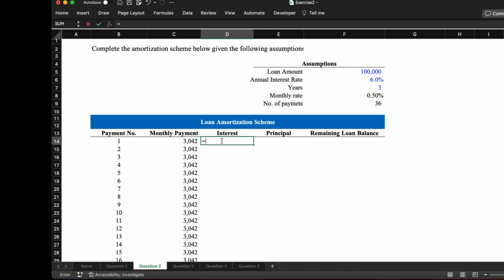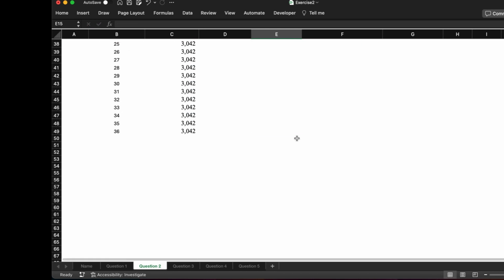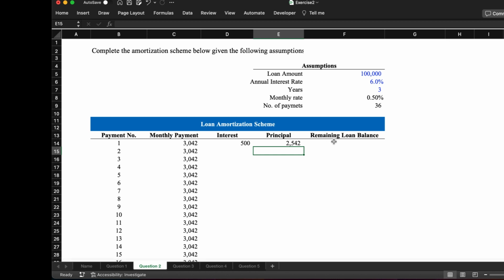Interest on the first payment is computed on the initial loan amount. That's the monthly interest rate times the initial loan amount. And now the principal is just the difference between the monthly payment and the interest. So we can easily compute. And the remaining loan amount is the initial loan amount less the first principal payment.